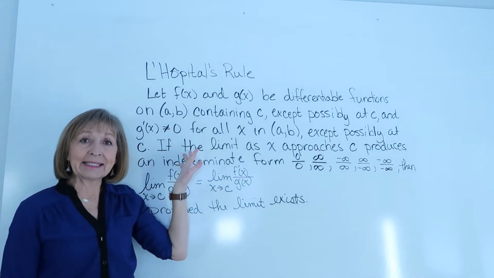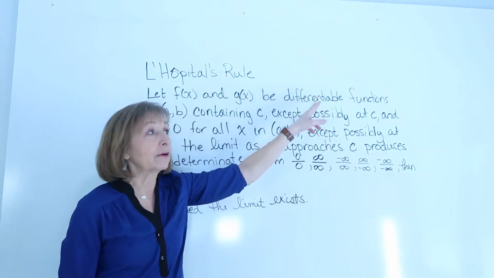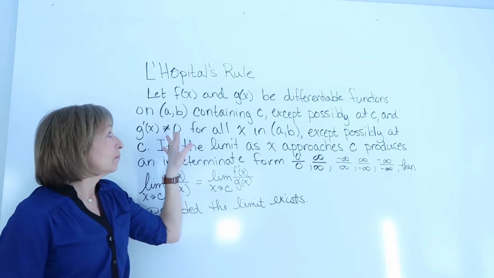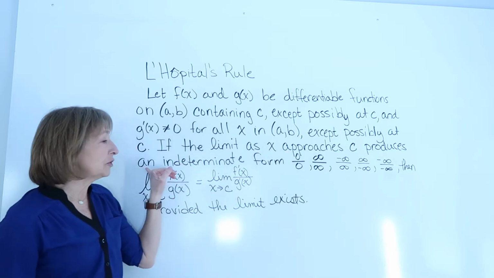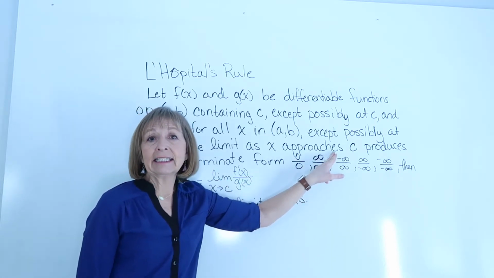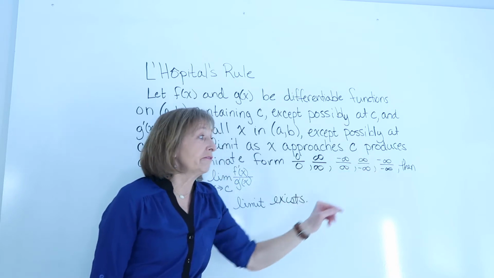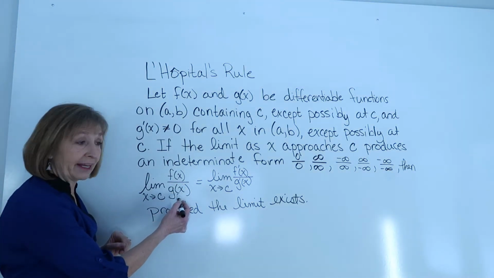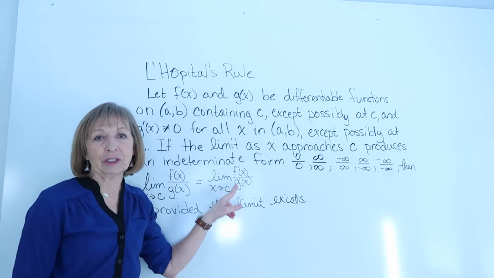Now, if the limit as x approaches c, this same value where the functions might not be differentiable and g prime of c might equal 0, produces an indeterminate form of either 0 over 0, infinity over infinity, negative infinity over infinity, infinity over negative infinity, or negative infinity over negative infinity, then the limit as x approaches c of f of x over g of x will be the same as the limit as x approaches c of f prime of x over g prime of x.